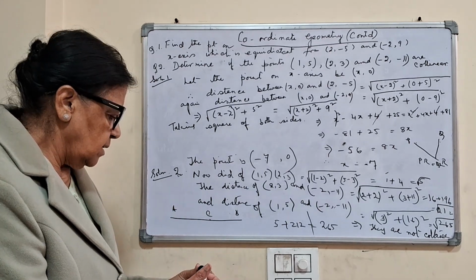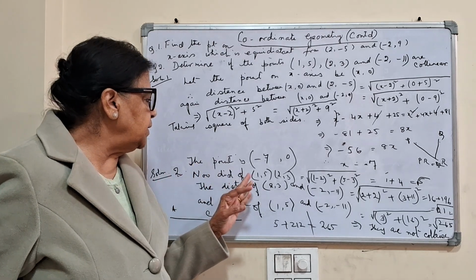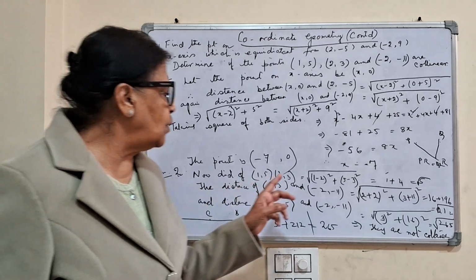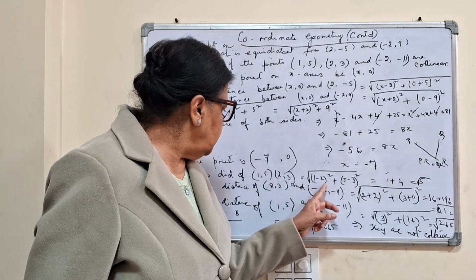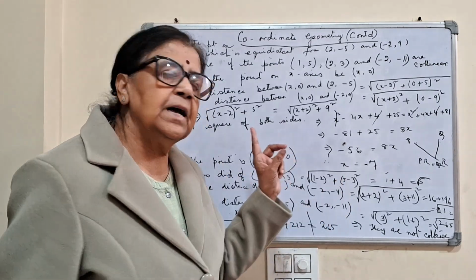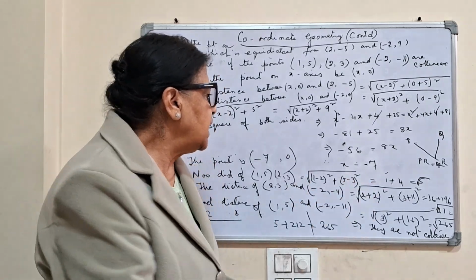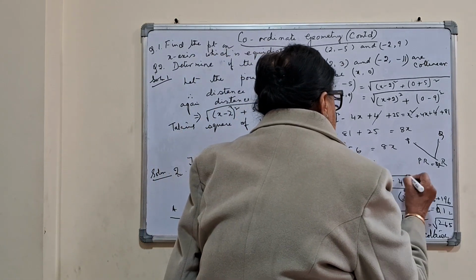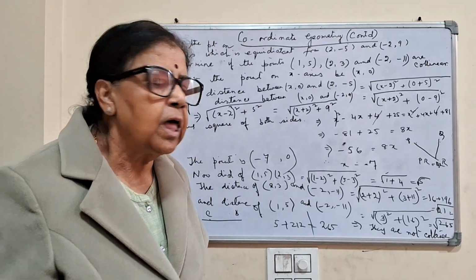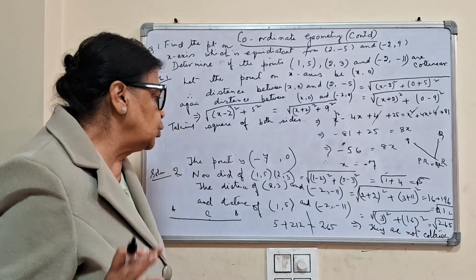Now I started doing the distance of the points (1, 5) and (2, 3). With the distance formula, I have the square root of (1 minus 2) whole square plus (5 minus 3) whole square. Then I open it: square root of 1 plus 4, sorry, that is root 5.